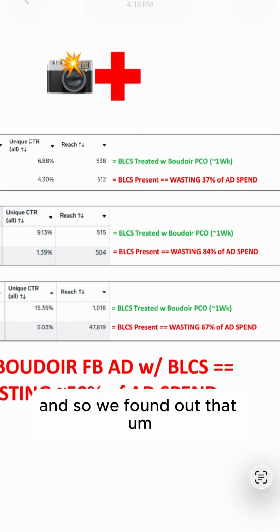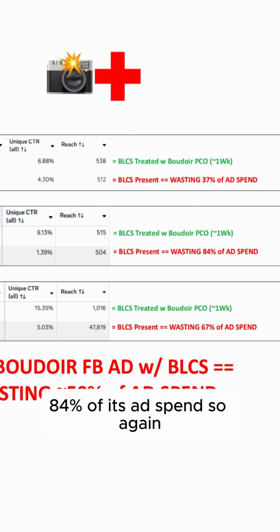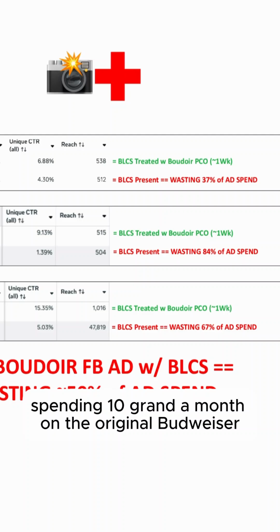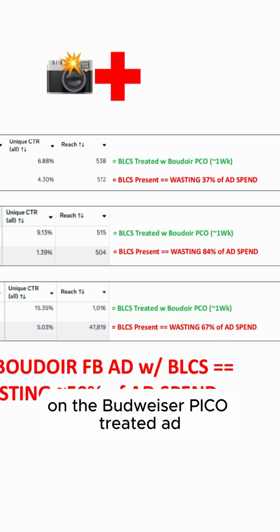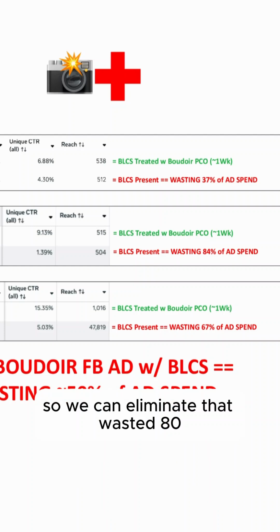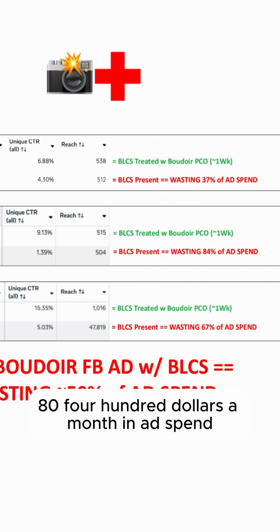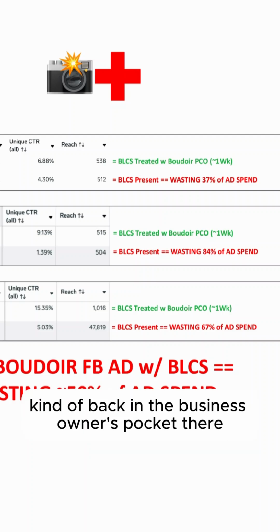And so we found out that the original Boudoir Facebook ad was wasting 84% of its ad spend. So again, if they've been spending 10 grand a month on the original Boudoir Facebook ad, now all we have to do is spend 1,600 bucks a month on the Boudoir Pico treated ad, and both options get our ad into the same number of women's brains. So we can eliminate that wasted $8,400 a month in ad spend and pocket that. It's literally like 100 grand, a bonus back in the business owner's pocket there.